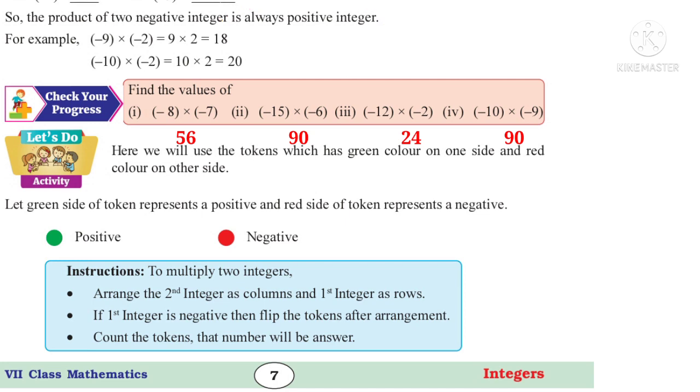Now let us do an activity. For the better understanding of multiplication of integers, we use tokens. When we go to a hotel for meals or tiffins, we pay money for it. Then the hotel management will give us tokens, and assume that each token has two colors. One side green color, that is positive, another side red color, that is negative. And now the instructions are: the first integer indicates rows and the second integer indicates columns. If the first integer is negative, then flip the tokens after arrangement. Now count the tokens, that number will be the answer.